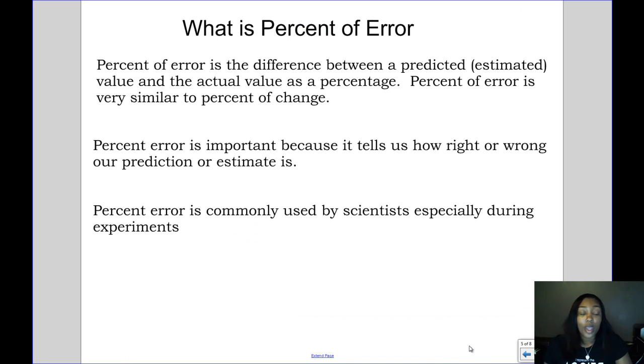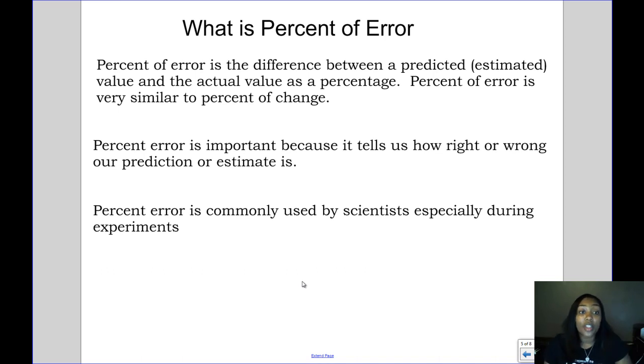So the next thing we want to learn about in today's video is percent of error. And percent of error is the difference between a predicted or an estimated value and the actual value as a percentage. So you're going to represent the difference between what you predicted and what actually happened as a percent.